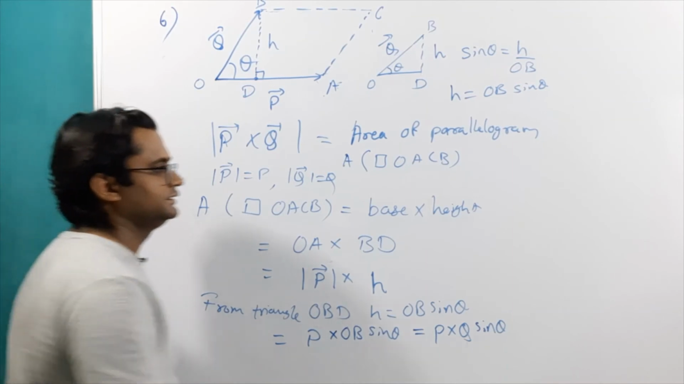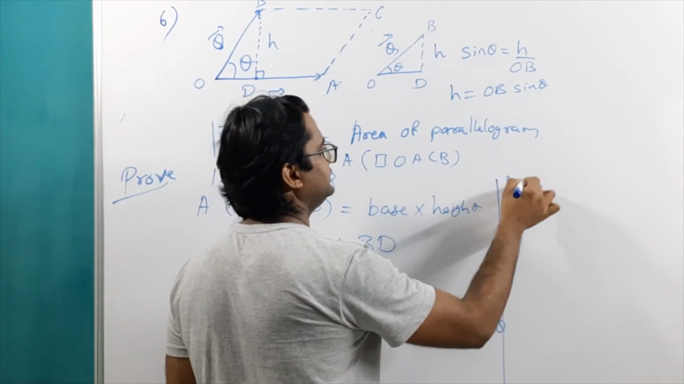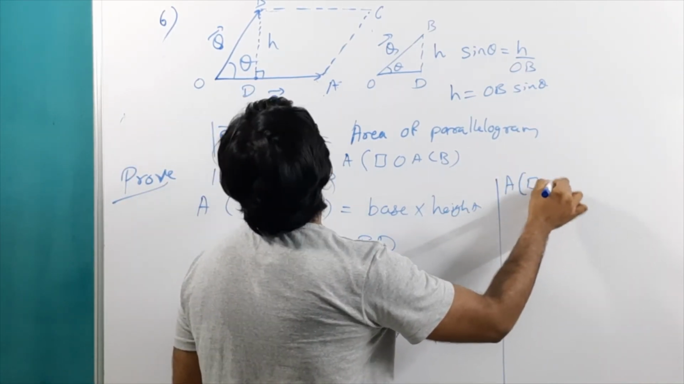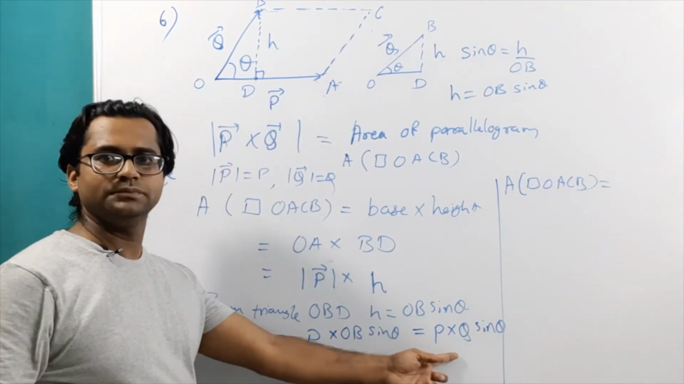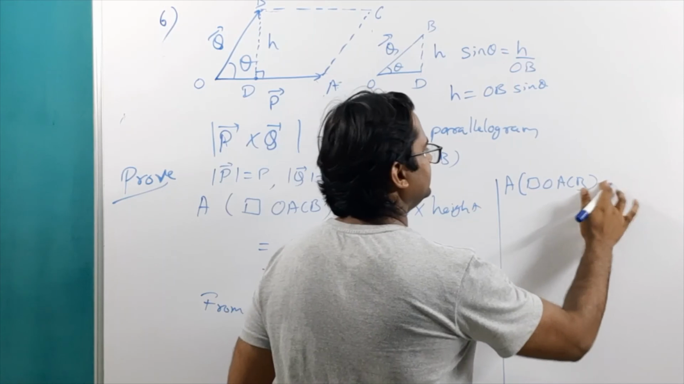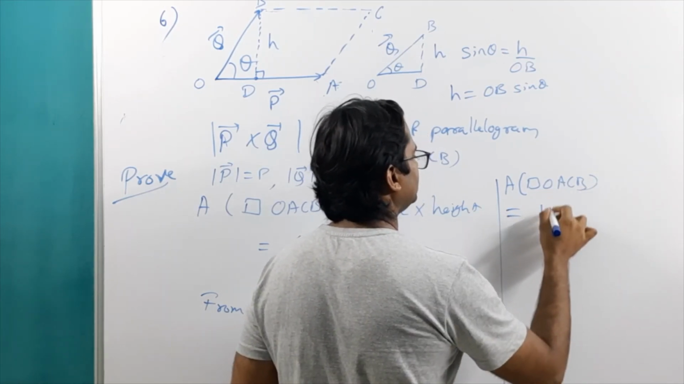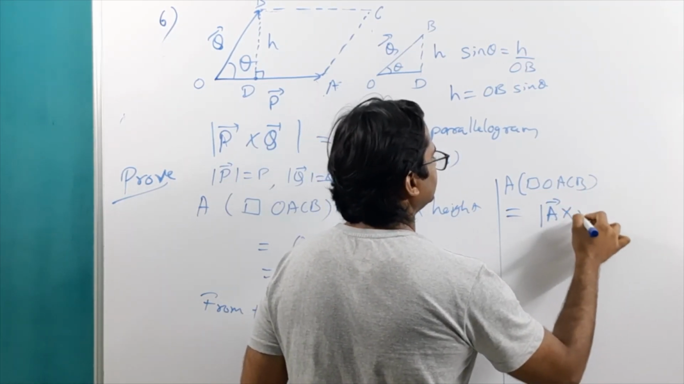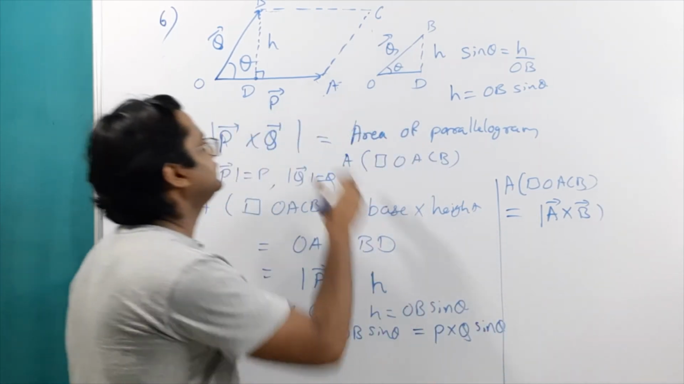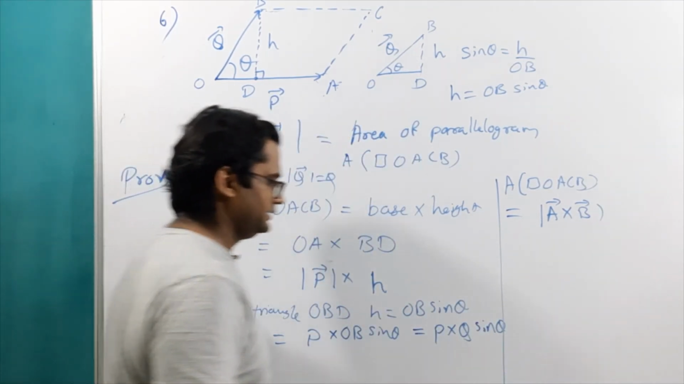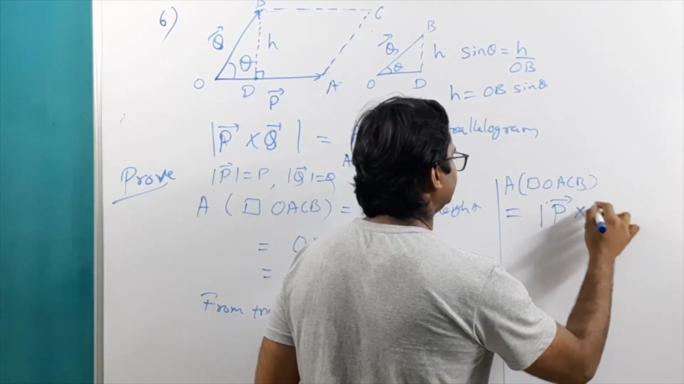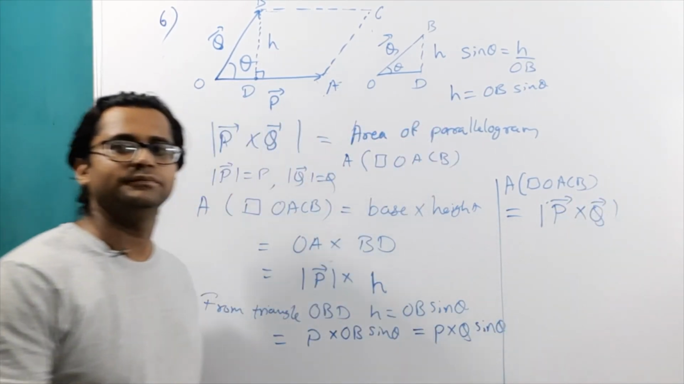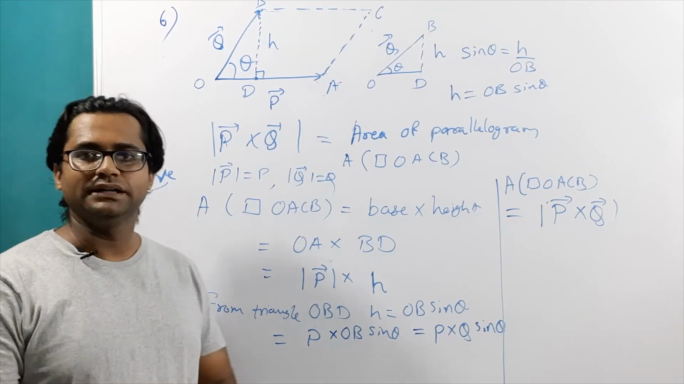This is the magnitude of the cross product of the P vector and Q vector. So from this we can conclude that the area of parallelogram OACB is equal to PQ sine theta, which is equal to the magnitude of A bar cross B bar. So we have proved our relation. Instead of A bar cross B bar, it is the magnitude of P vector cross Q vector. So here we have proved our property number 6.